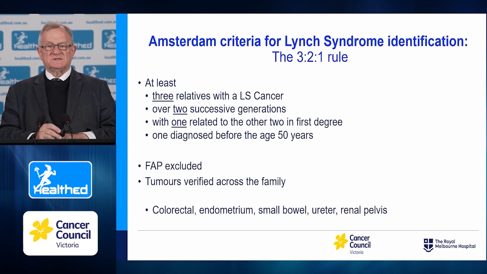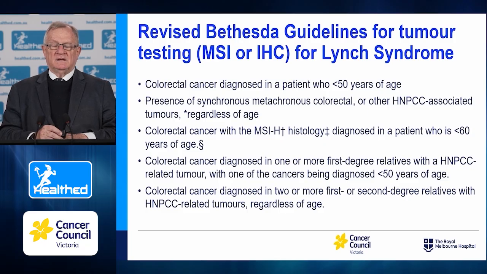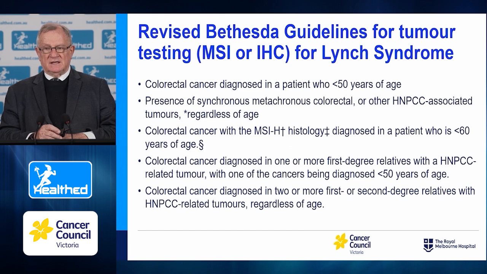This, of course, is in the absence of familial adenomatous polyposis, and we like to think that the cancers are verified across the family to enable that 3-2-1 rule to be applied. And you can see the range of cancers, some of the more common ones on the bottom, but the others I mentioned before. These days, however, we broaden our approach to identifying Lynch syndrome, and in particular the third dot point there is the one that we focus on particularly.